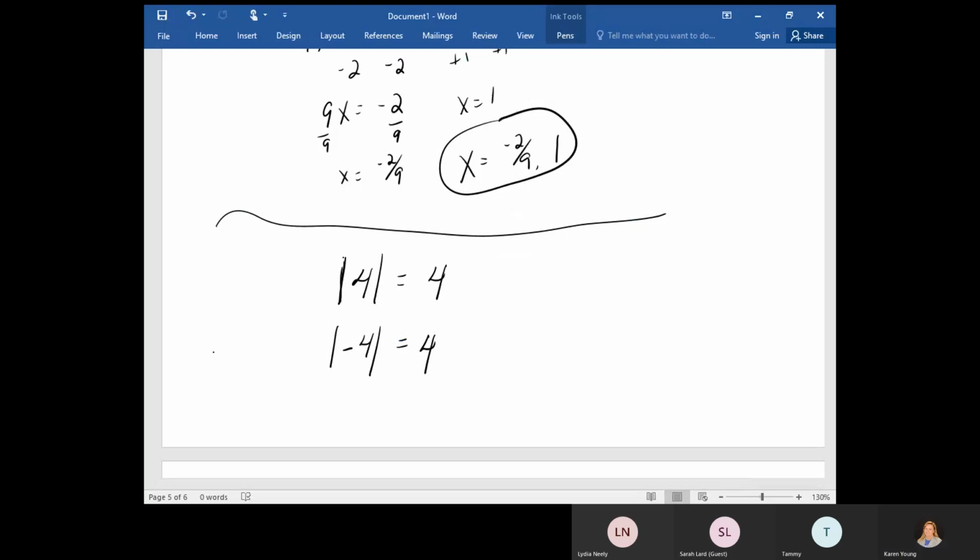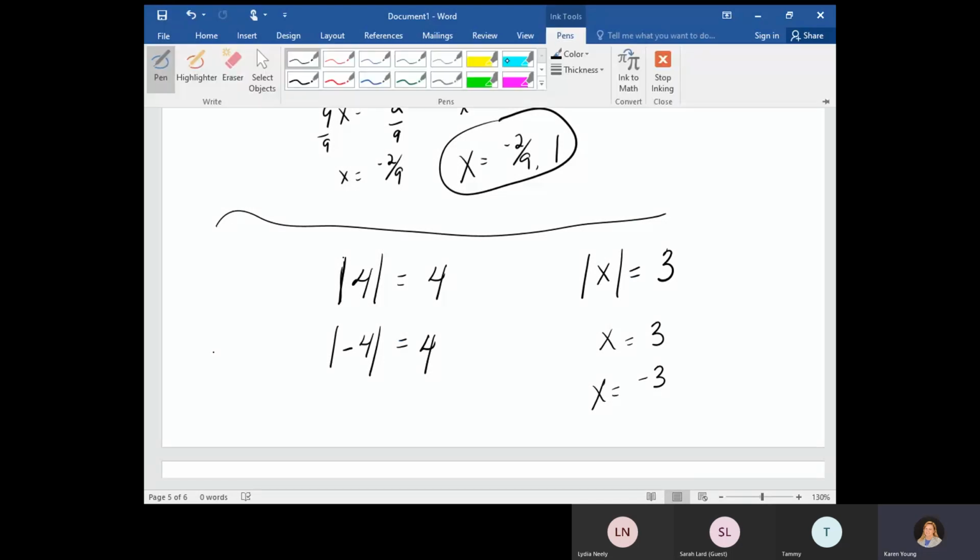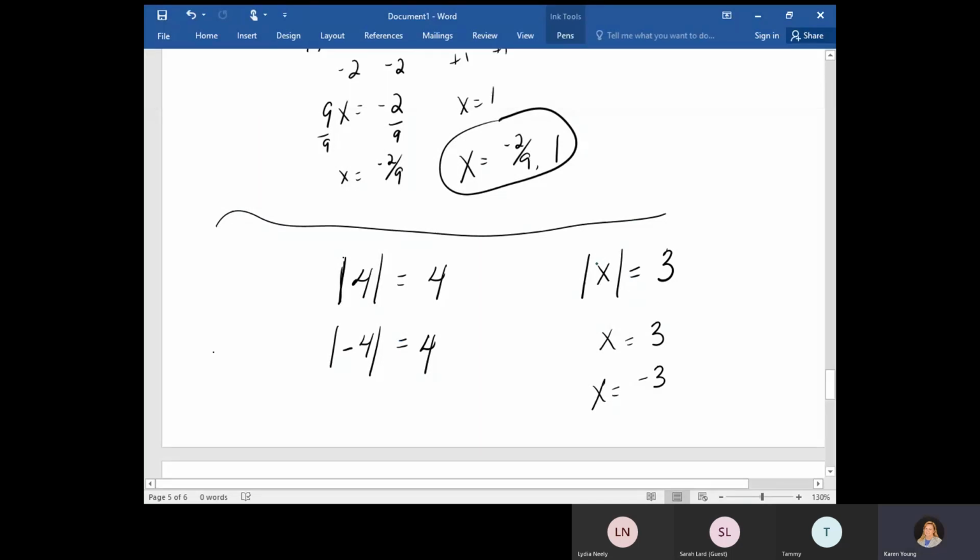So if I have a problem that says the absolute value of x equals 3, well, x will equal 3, but could x also equal negative 3? Because what's the absolute value of negative 3? 3. Okay. So if I was to put a negative 3 in here for x, the absolute value of negative 3 is still 3. So x can equal a positive 3 or a negative 3.